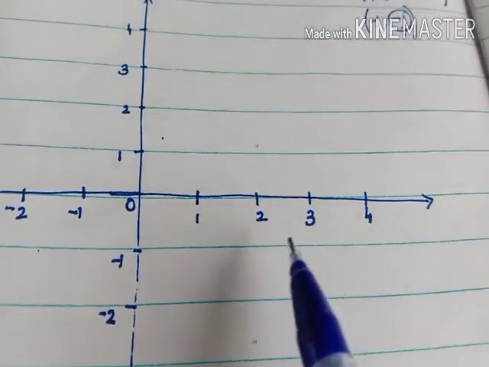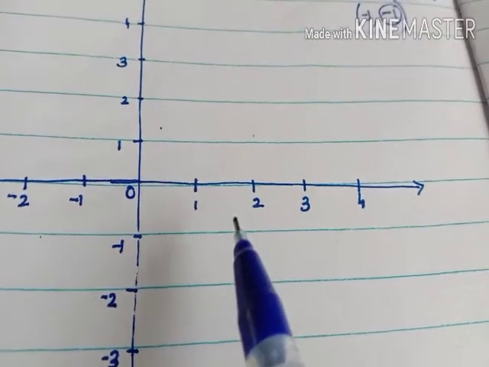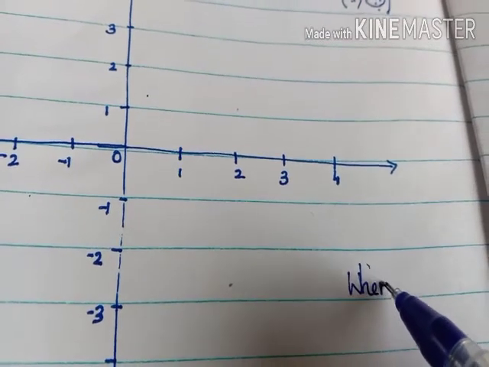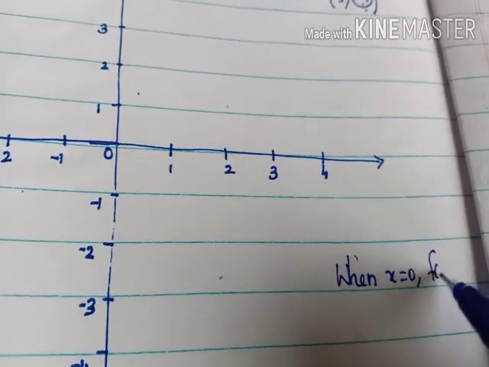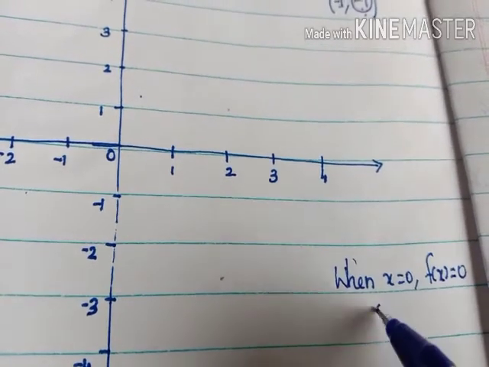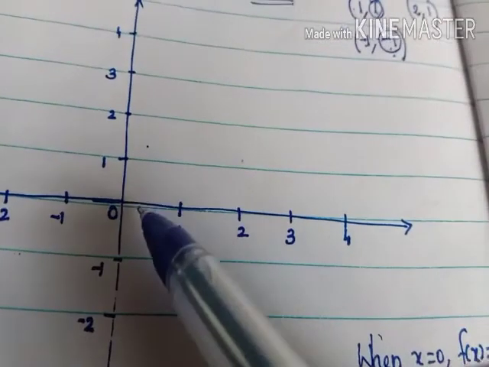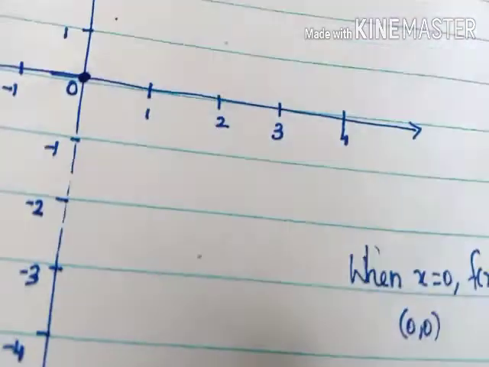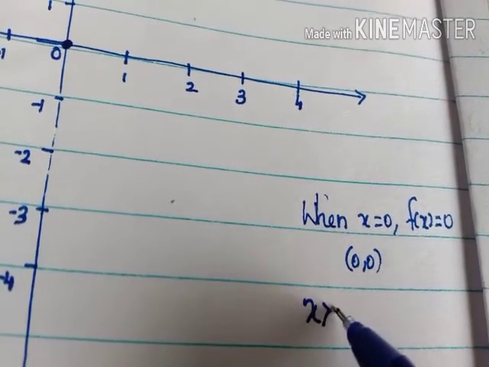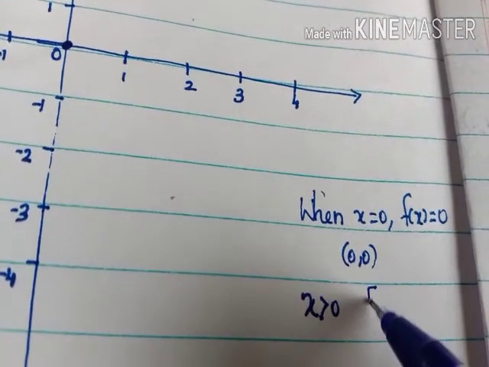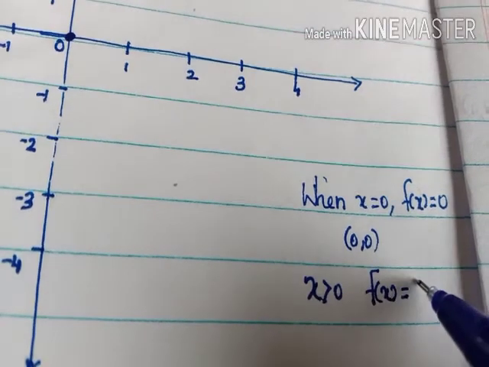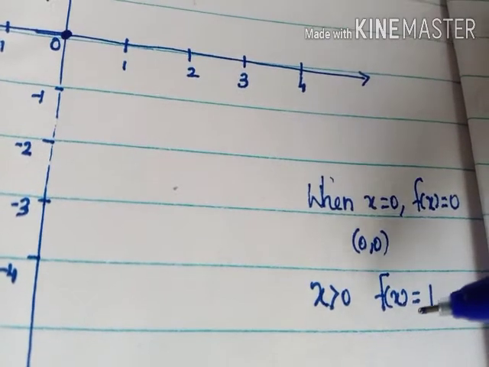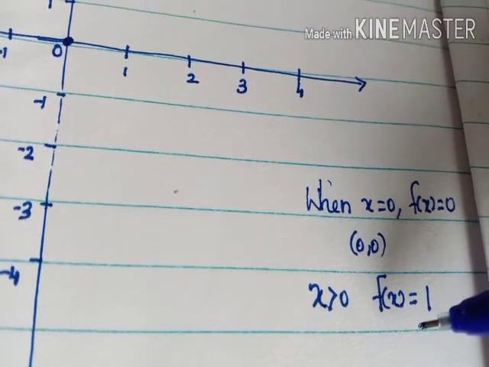The graph of the signum function. When x equal to 0, what is its f of x value? F of x equal to 0. Therefore, the point is (0, 0), so the origin is one of the points. Now, when x is greater than 0, for all positive numbers, f of x becomes 1. For all positive values of x, the value of f of x equals 1.